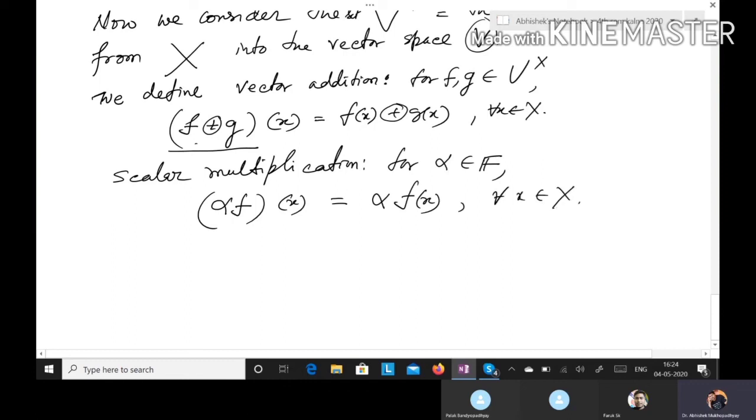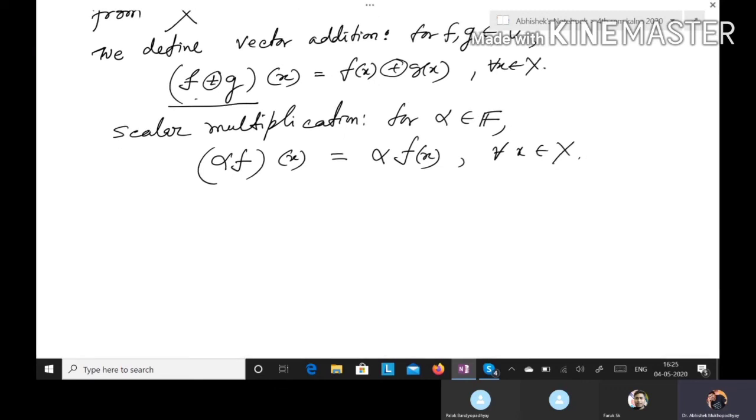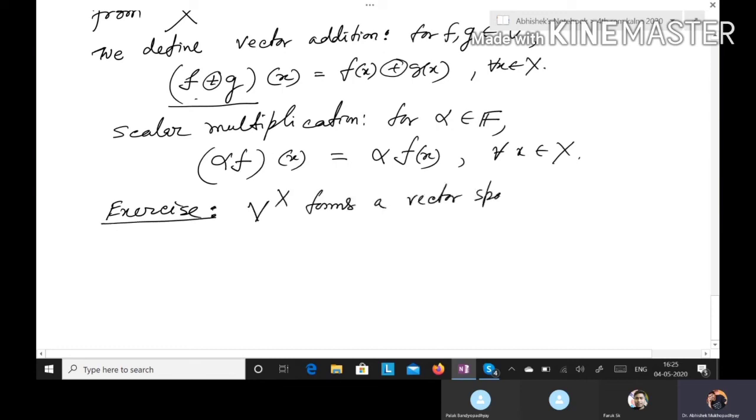And again, this is a routine checkup that this vector addition and scalar multiplication defined on V^X will satisfy all the axioms to make it a vector space. So this is your exercise. These are very simple and easy. V^X forms a vector space over F.